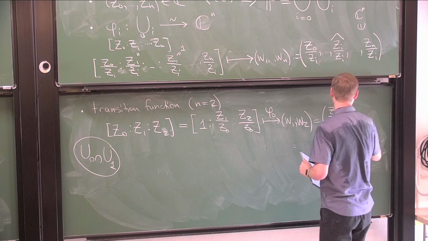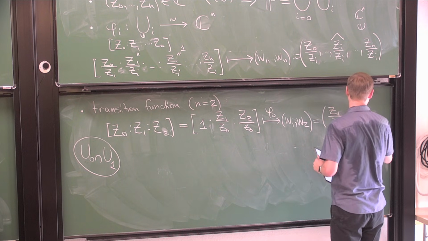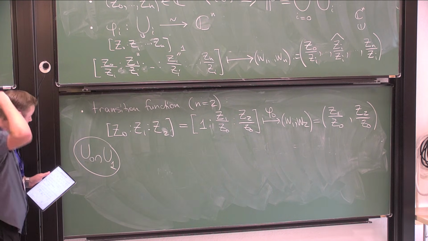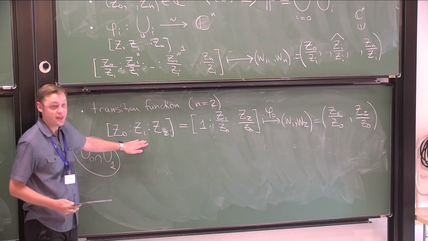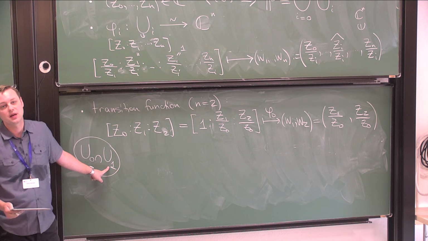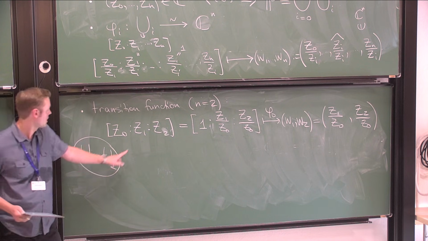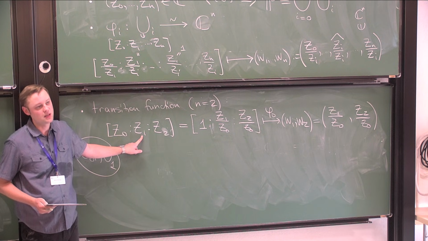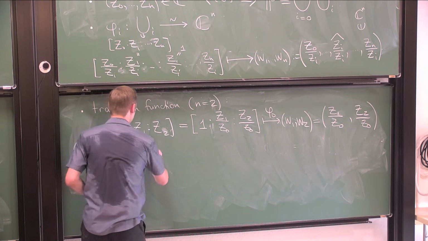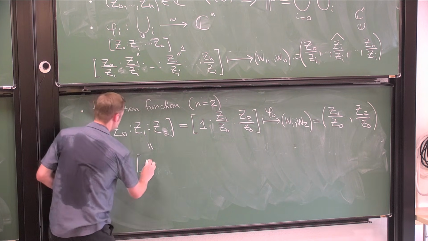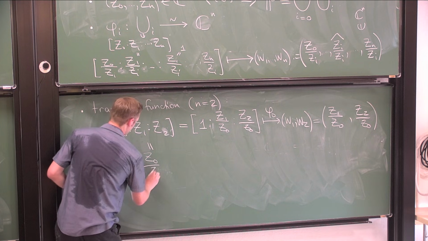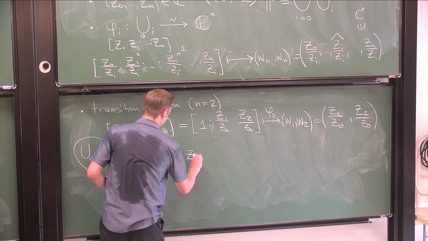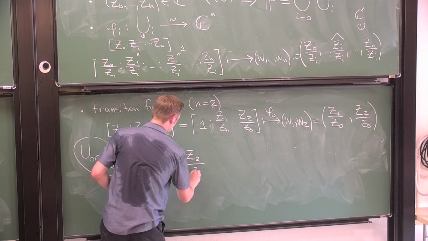z1 over z0, z2 over z0. Right? On the other hand, I'm also sitting inside the affine chart u1, which means z1 is a non-zero complex number, so I can scale it away to be 1. And so I can rewrite this thing as z0 over z1, 1, z2 over z1.